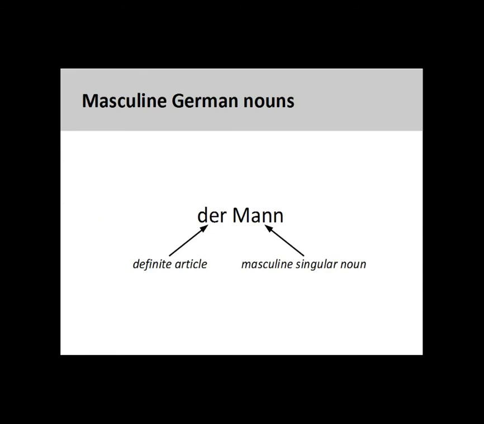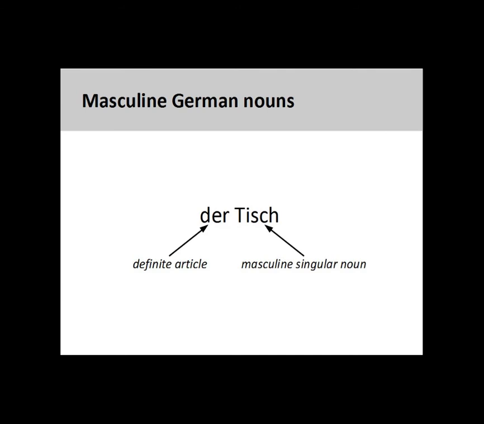The German noun Mann, man, has a masculine grammatical gender, so its definite article is der. In this case, the grammatical gender agrees with the biological gender of the noun. It is also important to note that all German nouns are capitalized.